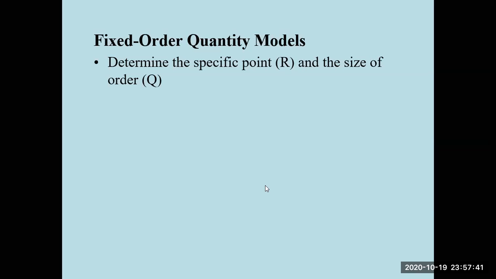Fixed order quantity model. Using this model, we can determine point R, the reorder point. When the inventory level hits that reorder point, it's like a maintain level. So we can decide that point R, the reorder point, and the size of the order quantity Q.